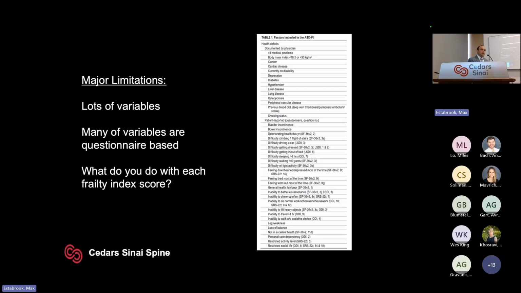And so, part of me wonders too, if you really know what the deficit accumulation model is, it doesn't really matter what these things are. Do we really need to know the questionnaire? Now, these seem really applicable to these patients, but do we really need them to be?